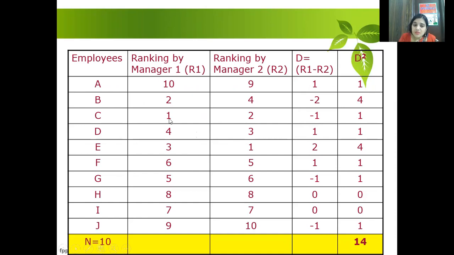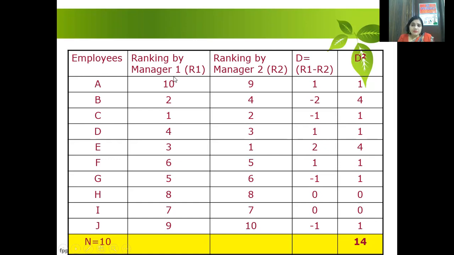Ranking by manager 1 is this and ranking by manager 2 is this. You can see D is equal to R1 minus R2, or it can be R2 minus R1, vice versa as well, right? Because the minus sign doesn't matter here, we are just going to square this value. So even if you do not notice the sign, positive or negative, it's okay.